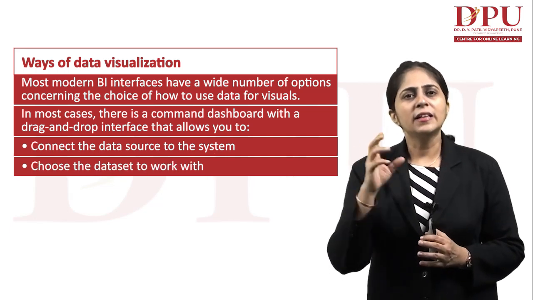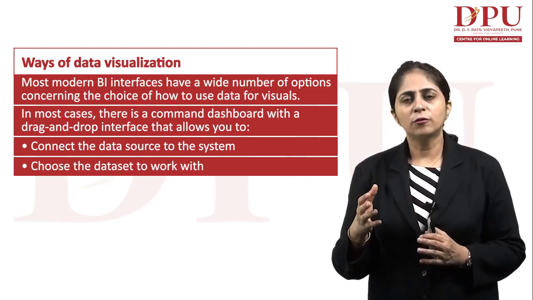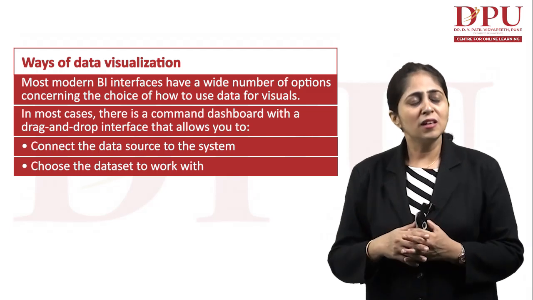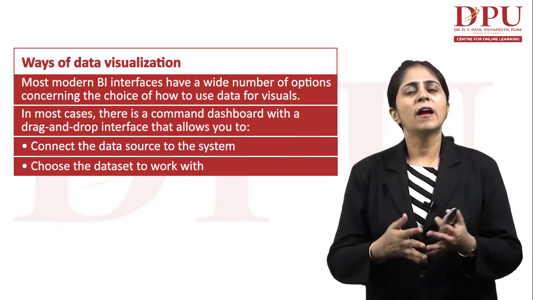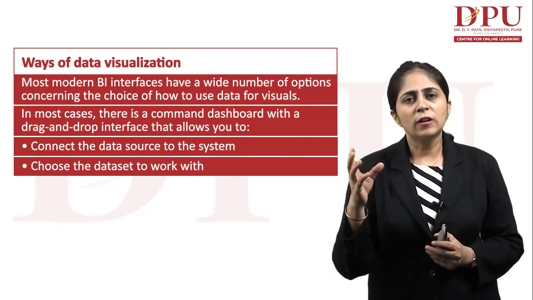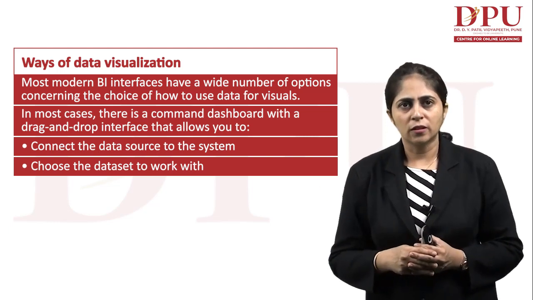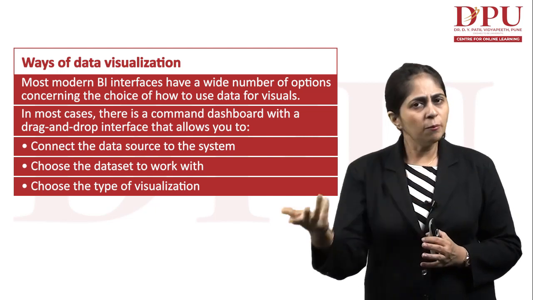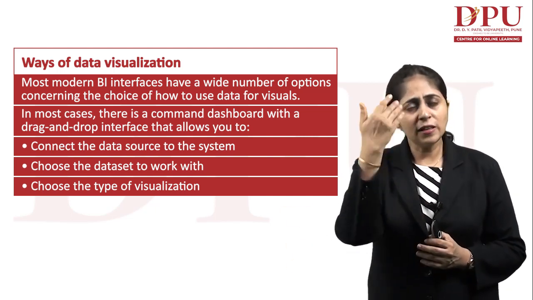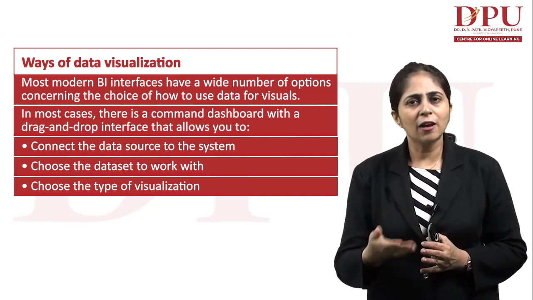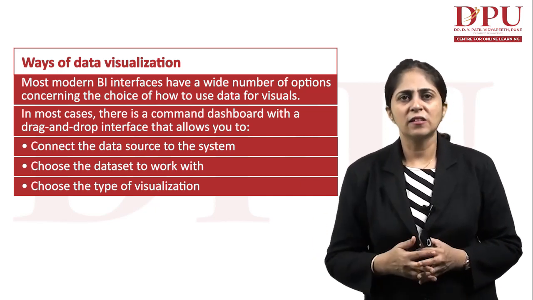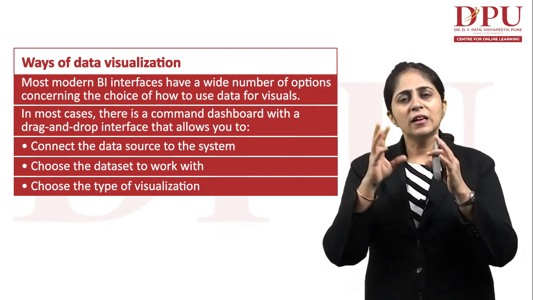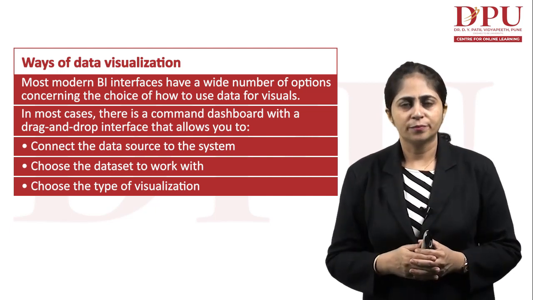Then choose the data set to work with. We have to choose which data set we require. What kind of analysis are we doing? Accordingly, we can choose the data set to work with. Then we have to choose the type of visualization. Now we have a number of visualization tools. We have different types of charts, different types of graphs, tables, and a number of things. So we have to use the correct type of visualization.